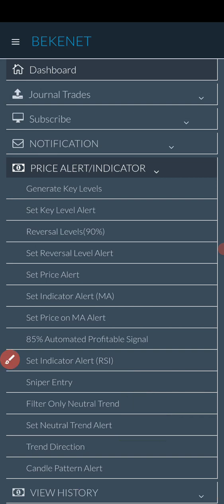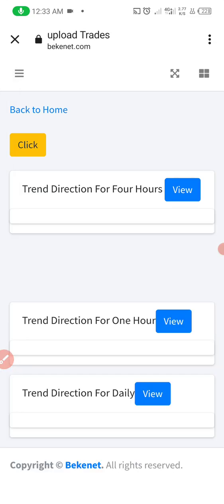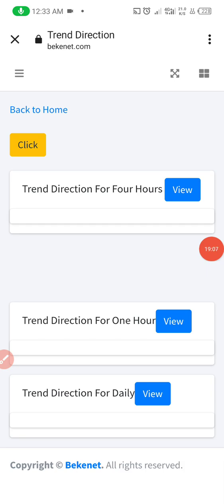So we are going to go to the trend direction. Now, this menu here that you're seeing as the trend direction is a simple way that helps you summarize and show you where the market is heading to and where the market is coming from, which is the trend.